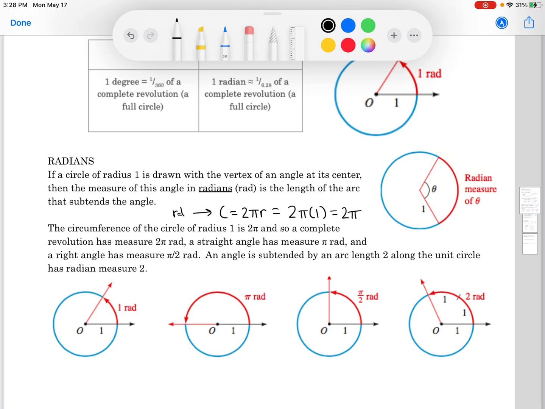So an entire circle is 2 pi, which means half of a circle or a straight angle, which would have been 180 degrees, is going to be half of that. Well, half of 2 pi is pi. And then we could even start to think, well, what's half of pi? And that's pi over 2. And that's where our numbers from our unit circle came from.